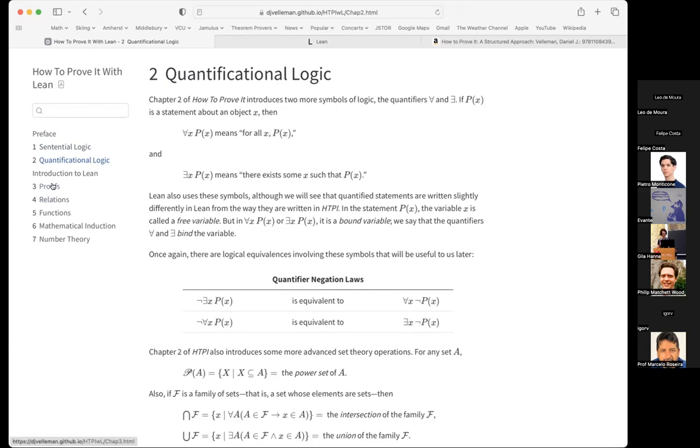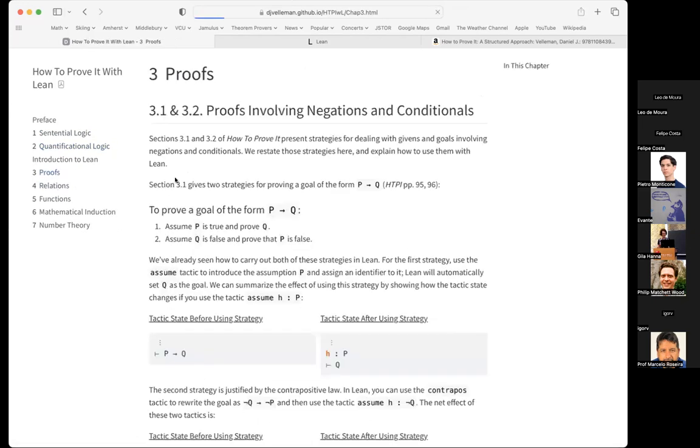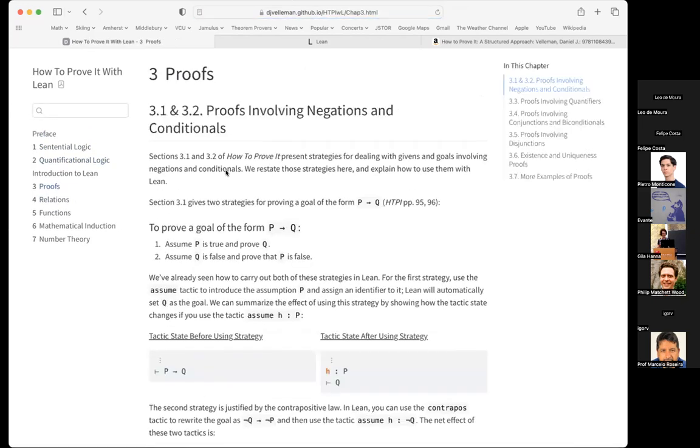I would say the heart of the book is chapter three about proofs. And the approach to proof writing in How to Prove It and also in this online book is to say that when you're working on a proof, you should always keep track of, as you're working through the proof, what do you know at this point and what remains to be proven. In the book, How to Prove It, the things that you know at any point as you're writing a proof are called givens, and what you're trying to prove is called the goal.